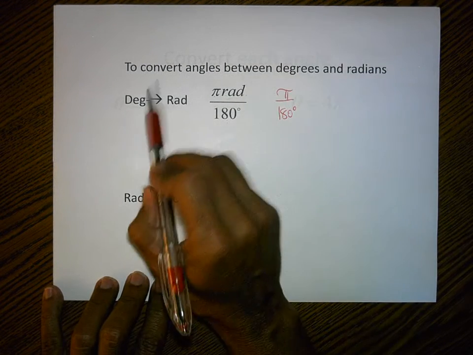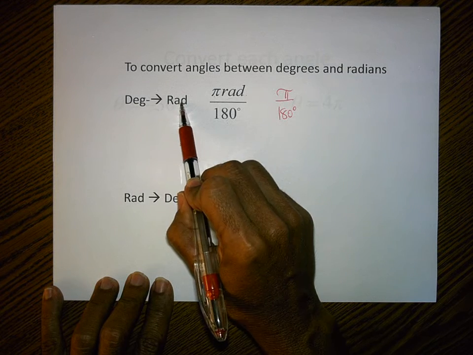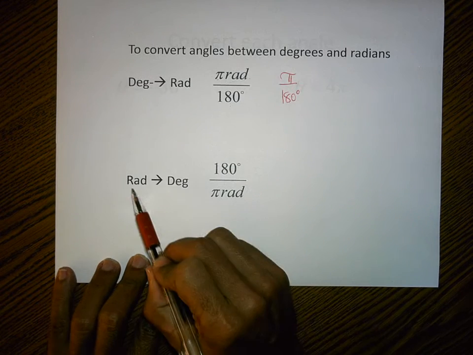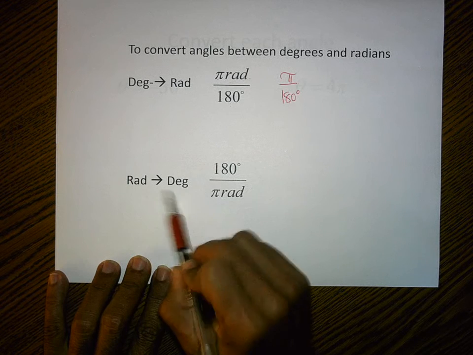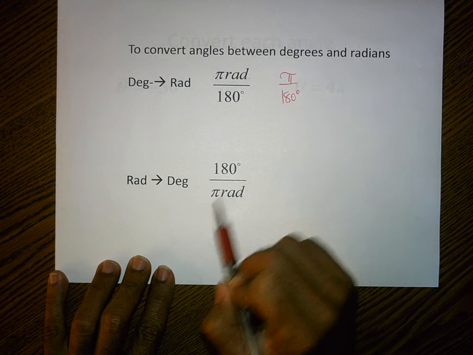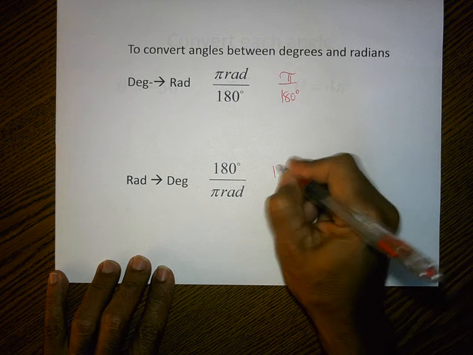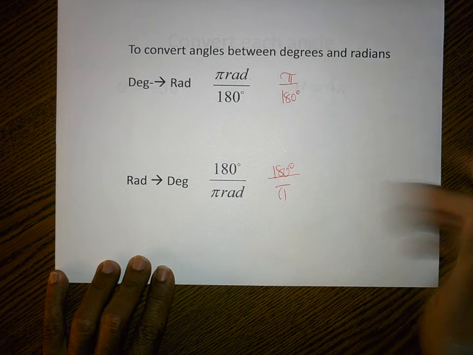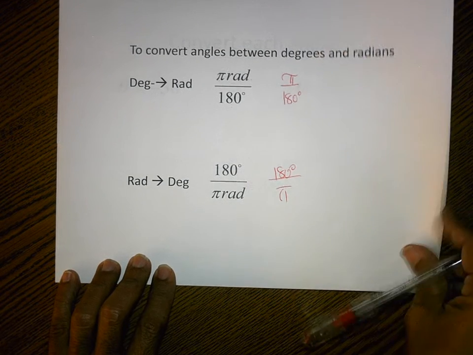So if I want to go from degrees to radians, we use pi over 180. If I want to go from radians to degrees, we use 180 degrees over pi radians, okay? So 180 over pi is usually what you see us writing, okay?